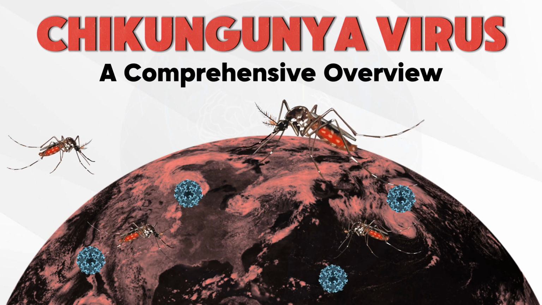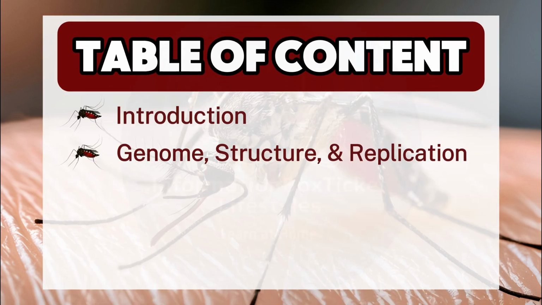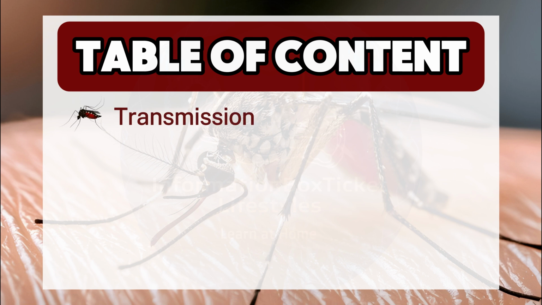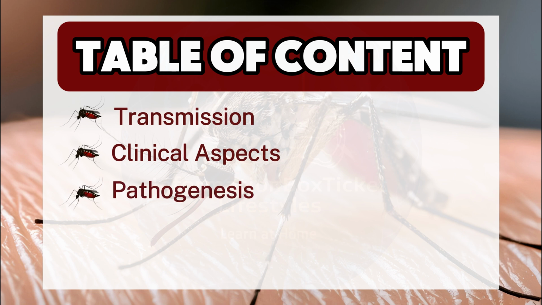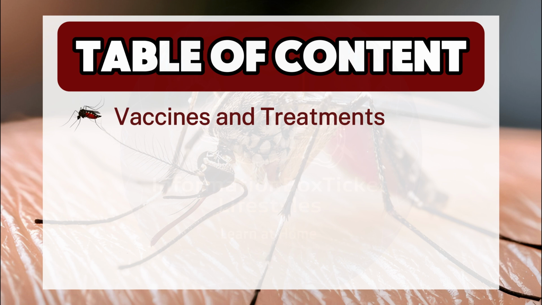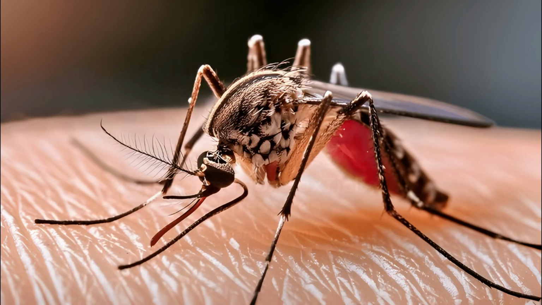Chikungunya virus. A comprehensive overview. Table of contents. Introduction. Chikungunya virus genome, structure, and replication. Epidemiology and geographic distribution of chikungunya virus. Transmission of chikungunya virus. Clinical aspects of chikungunya virus. Pathogenesis of chikungunya virus. Clinical manifestations of chikungunya virus. Diagnosis of chikungunya virus infection. Vaccines and treatments for chikungunya virus. Animal models for studying chikungunya virus infection.